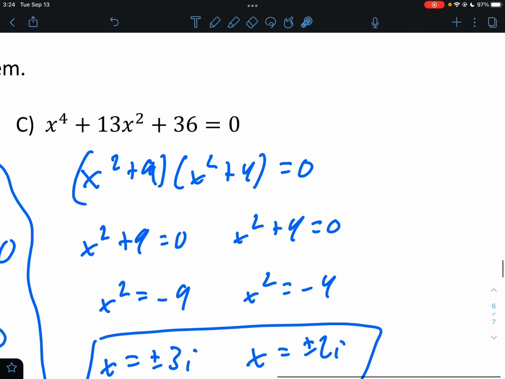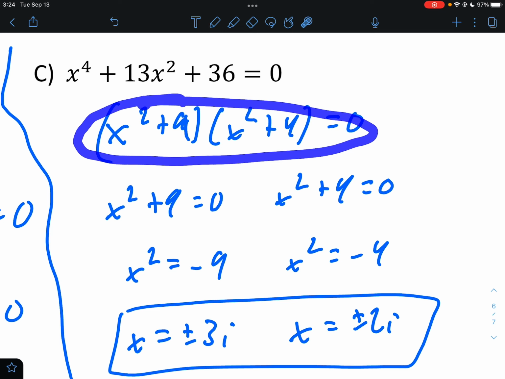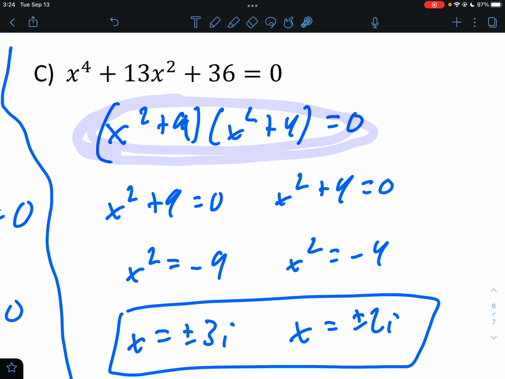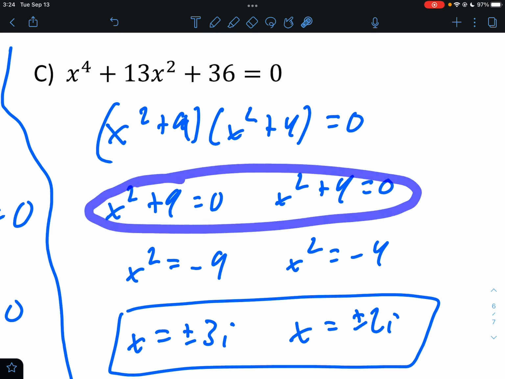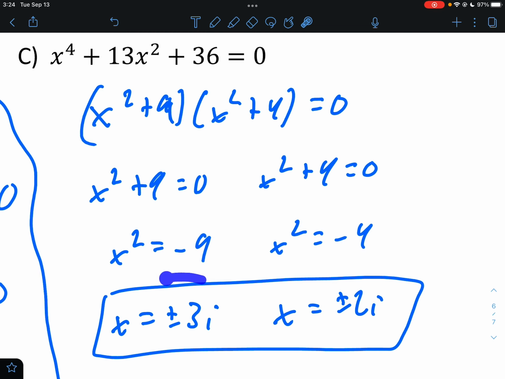Last one, we want to factor this one. So we're going to factor it in the complex number system. This is the real system first. And then you can either set both equal to 0, or you continue factoring this to x plus 3i, x minus 3i, x plus 2i, x minus 2i. Either way, you should end up with these as your final answers.